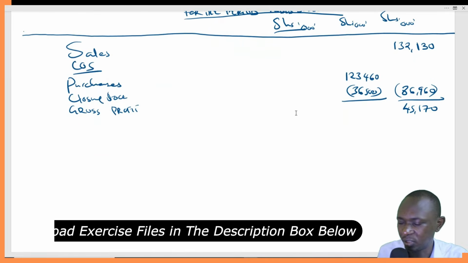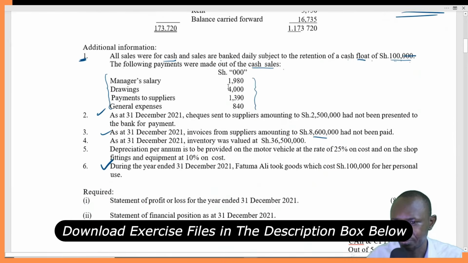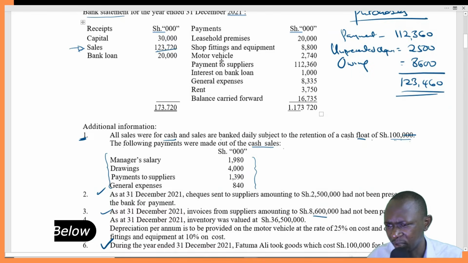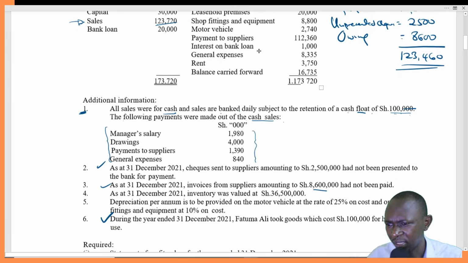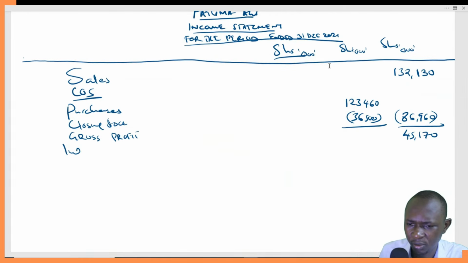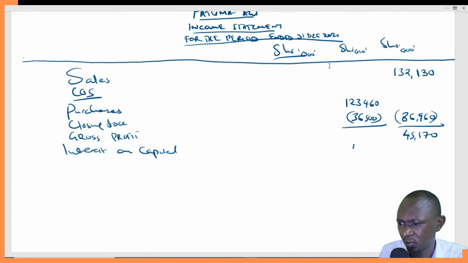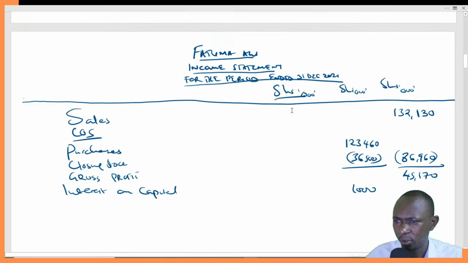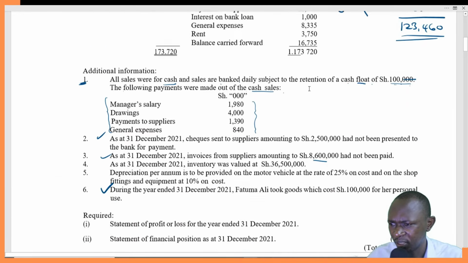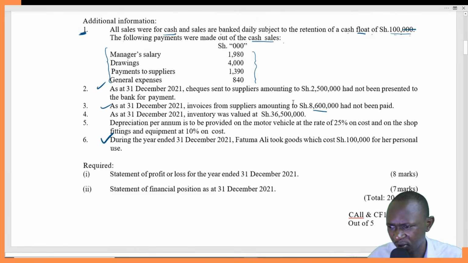So then we go to the second part. The second part now is the profit and loss. In the profit and loss now we less all the expenses. So we start with interest on bank loan 1,000. I doubt if there is any working on that. So interest on capital 1,000. Then we go to general expenses 83.35. I think there was something on general expenses. 83.35. There was something on general expenses.